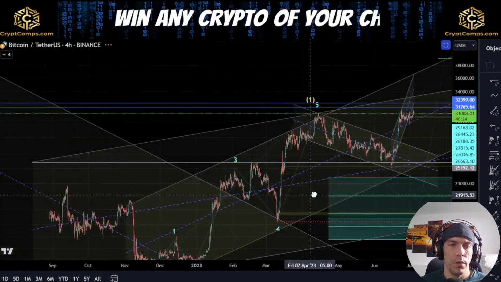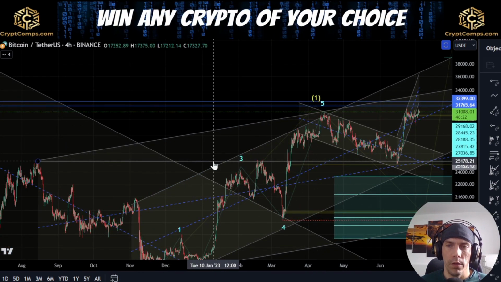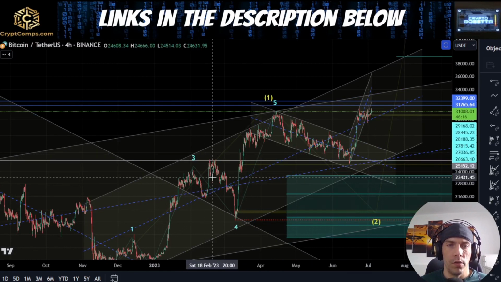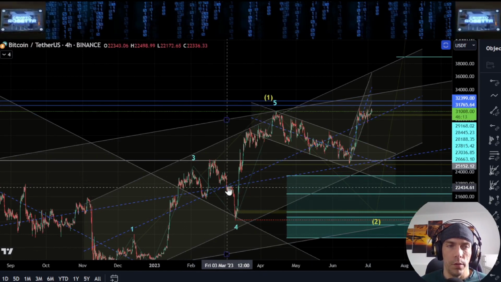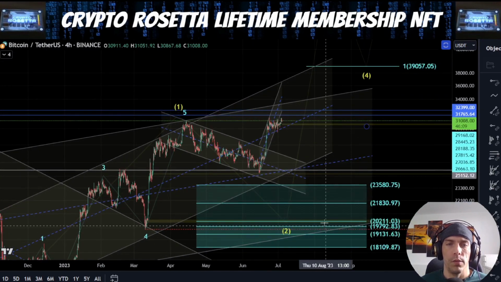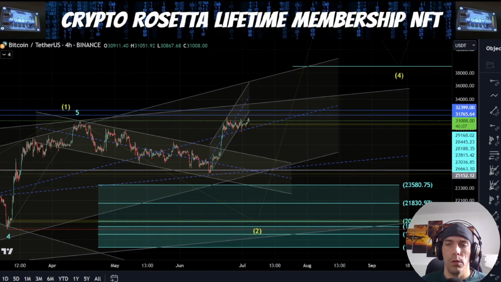Obviously, we do have some areas of support within here. We have this one higher up here, which we bounced off of, this 25,000 area, but lower down here, we do have some peaks which are sitting towards some of these 382s and this 50% level. So I'm going to be keeping an eye on that if we do move down.